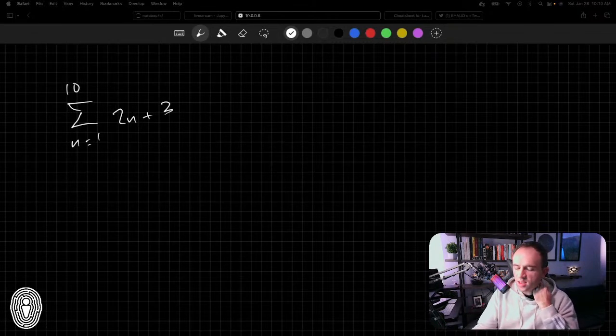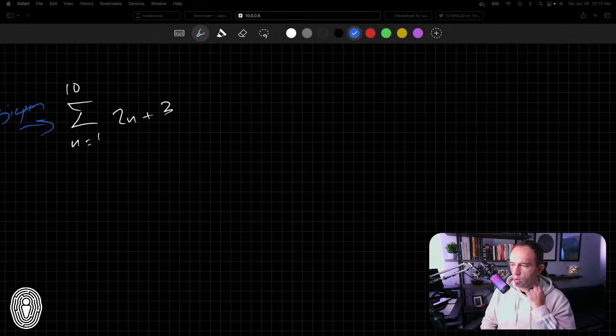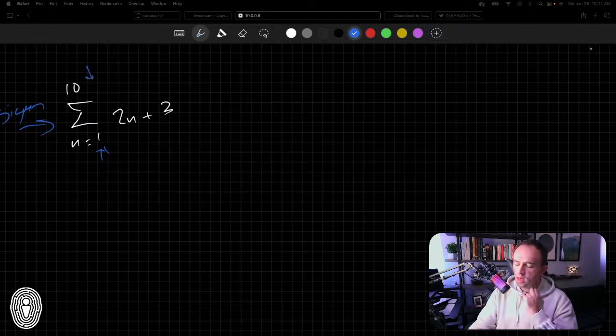So what this big E-like shape right here is, and I'll change the color, is known as a sigma, a Greek letter. What this represents is a summation, or an addition, of all numbers. So what this is saying is, for every number starting from 1 all the way up to 10, I want to know what that number times 2 plus 3 is.